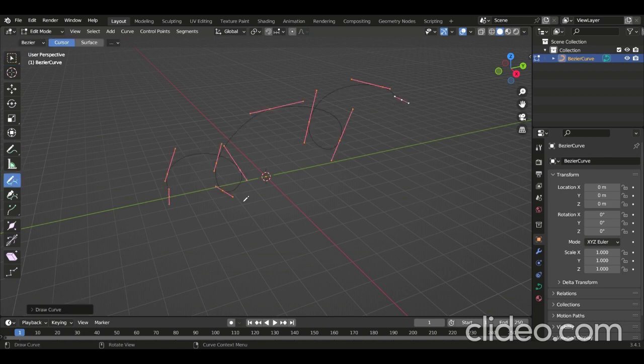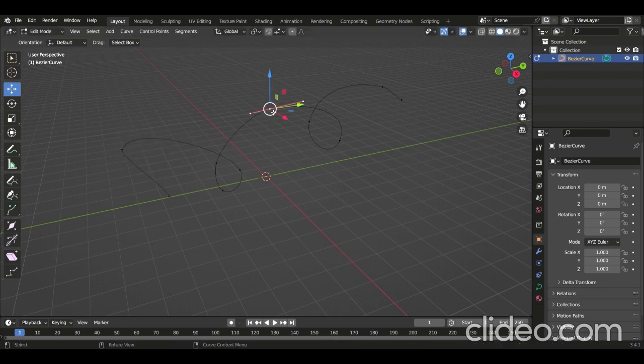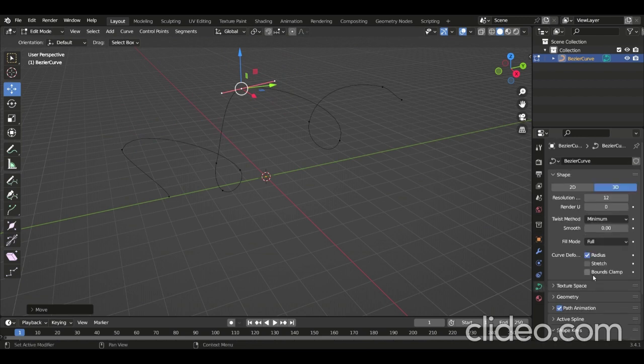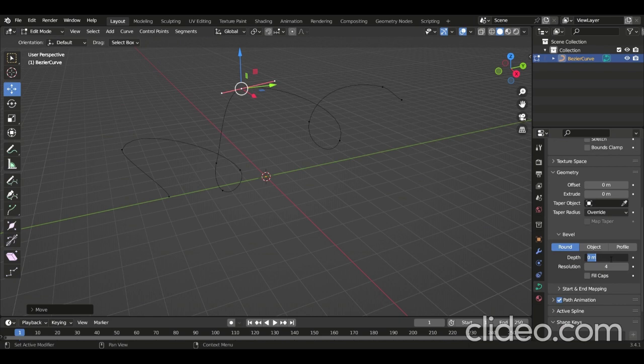So if you try to move this Bezier curve, you can see most of the curve is moving if I move it using only one control point. We can increase the depth of the curve so that we can see the curve clearly.